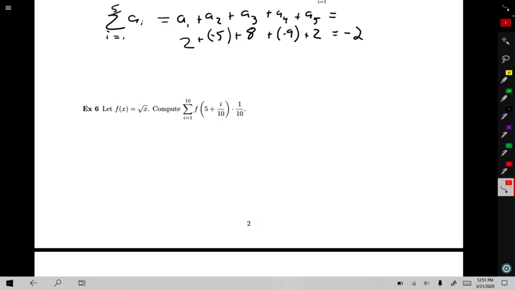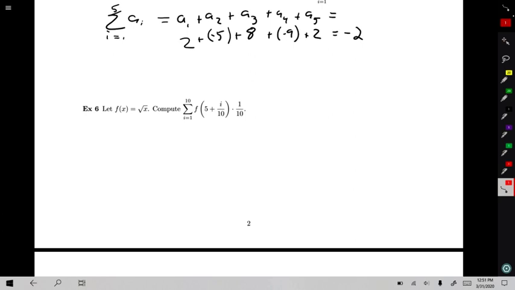So first up, let's take a look at example 6 here, which was a problem that you should have taken a look at and tried to do a little bit of between the last video and this one. So example 6 here is giving us a function. It's f of x equals the square root of x. And we're asked to compute the sum from i equals 1 to 10 of f of 5 plus i over 10 times 1 over 10.